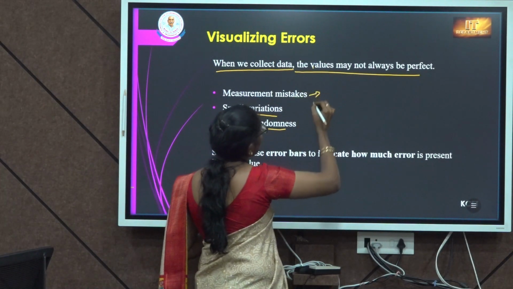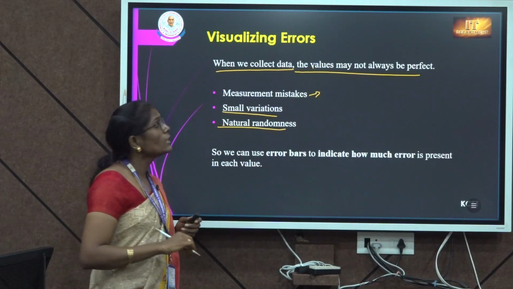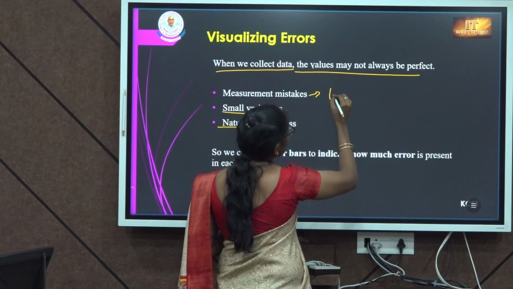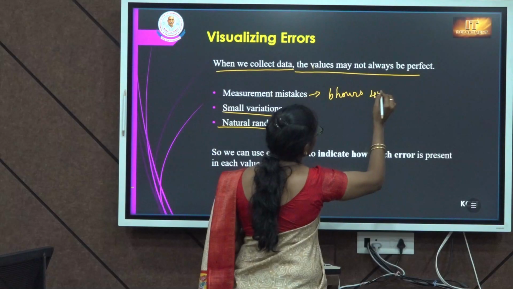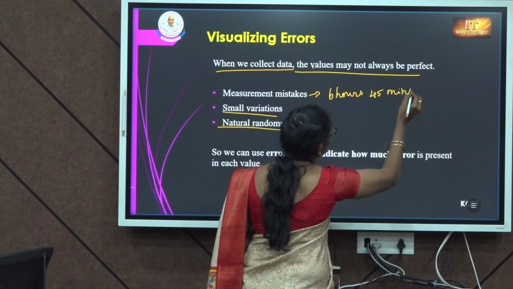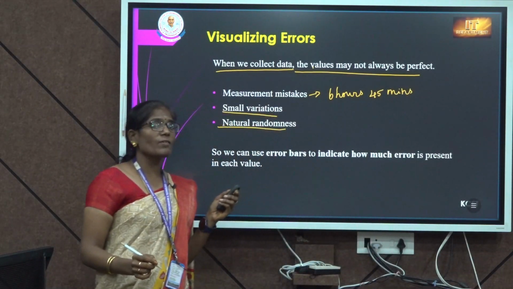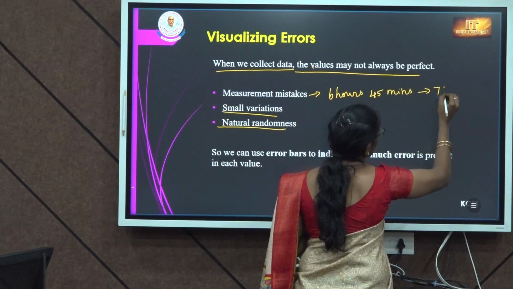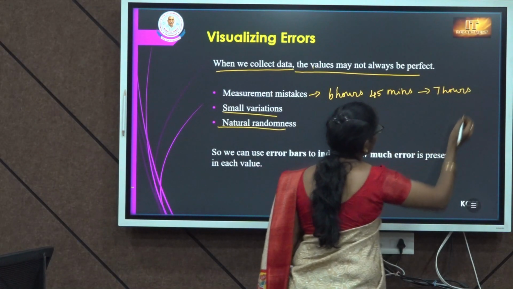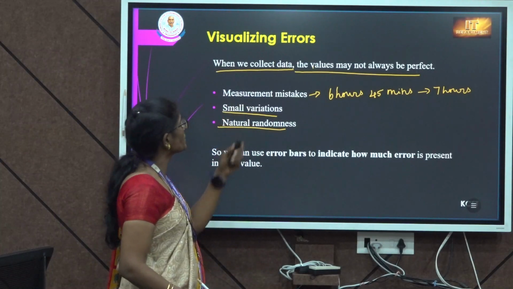measurement mistake means assume a student studied for 6 hours and 45 minutes, but the data will be recorded as 7 hours. This is called measurement mistakes.